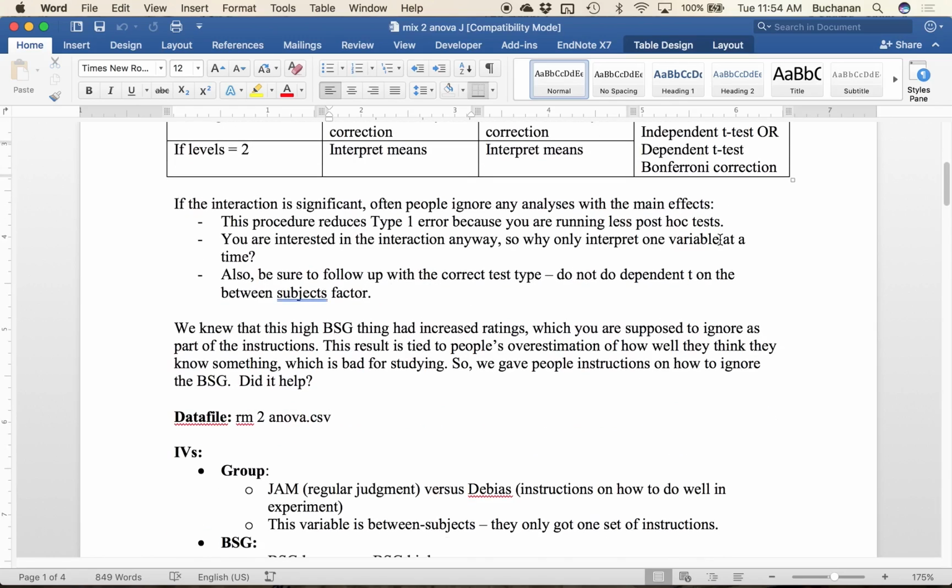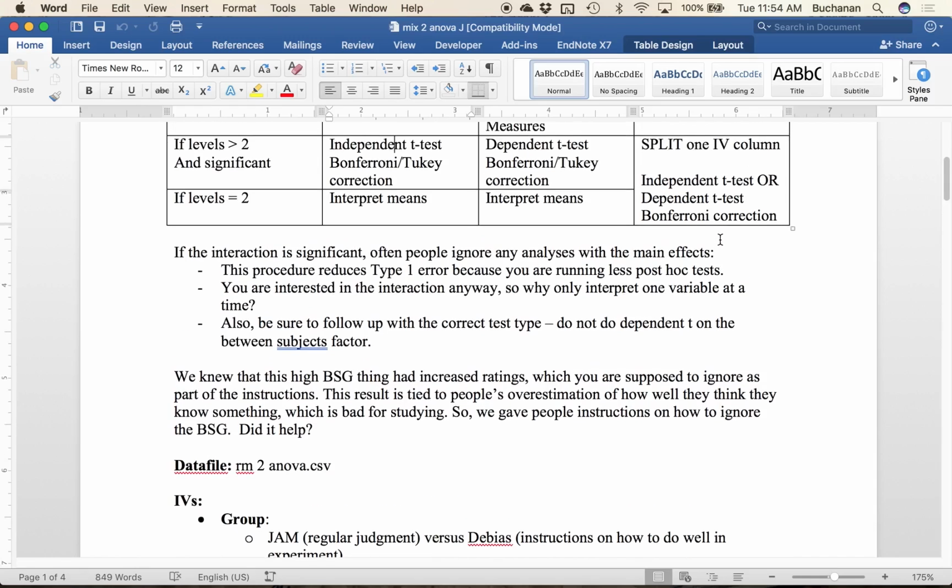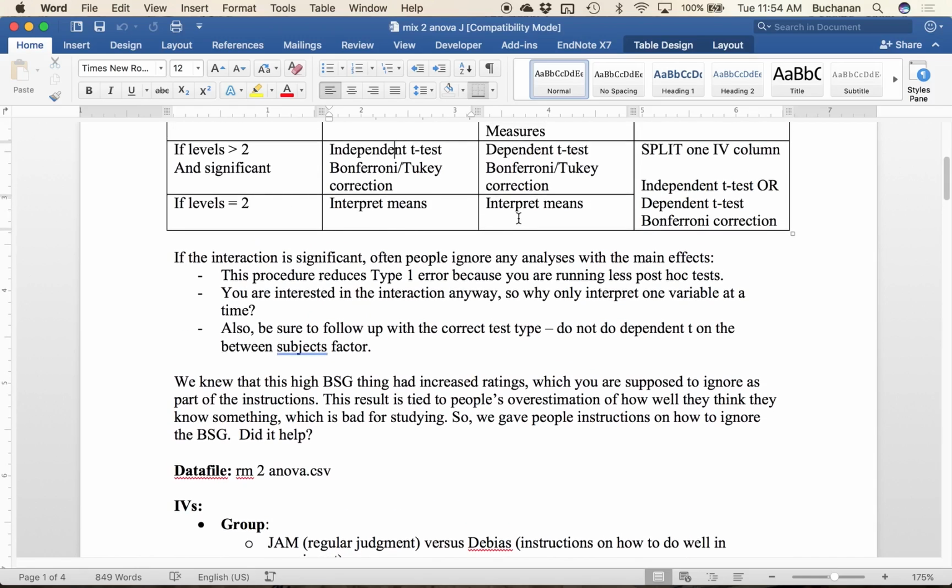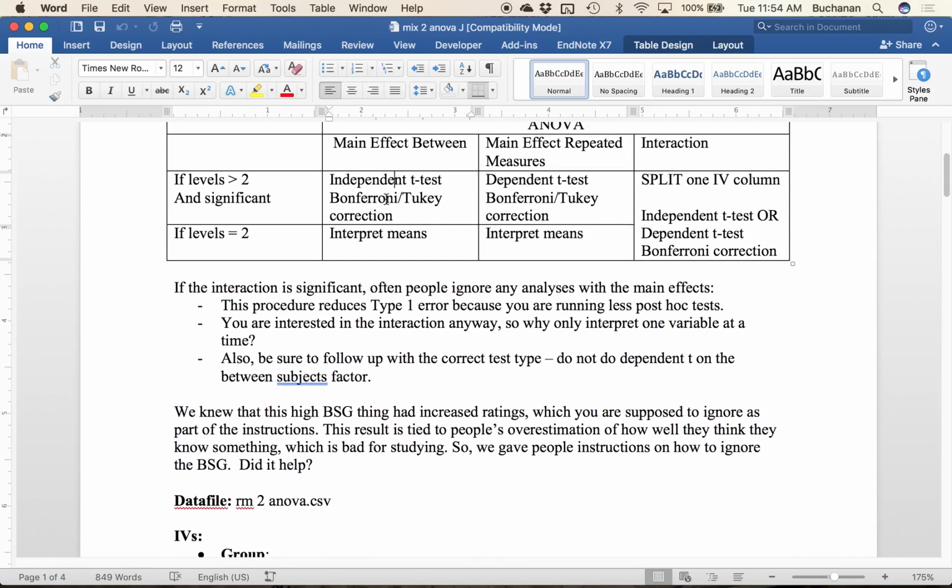Now, if that interaction is significant, people will often ignore the main effects, and that is because that reduces type 1 error because we're running fewer tests. If our main effects are just 2 levels, we're not running a test at all, so interpret it. But if it's more than 2 levels, we'd have to run more tests. We might end up running a bunch of different tests if all 3 effects were significant.